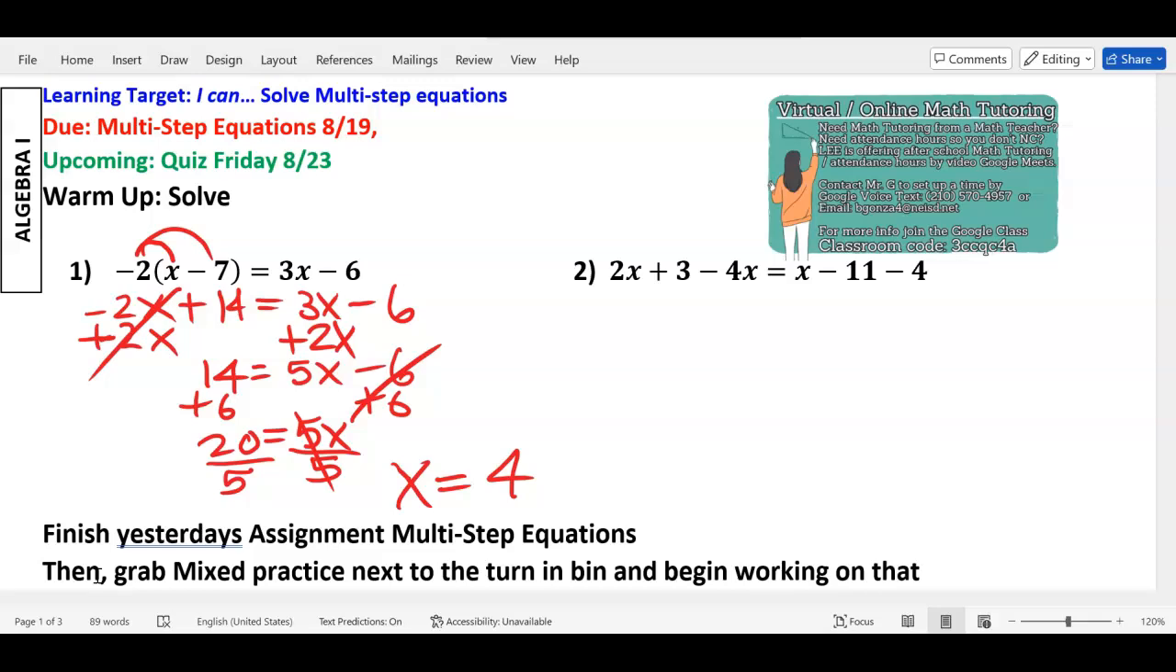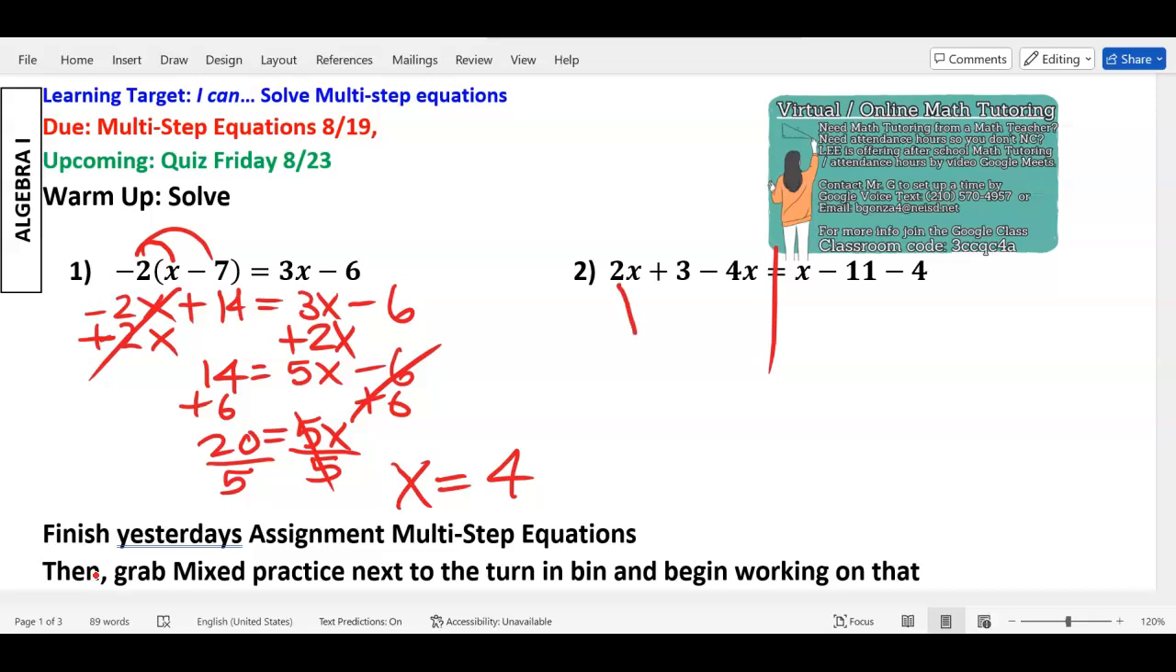So check it out. Look, 2x and negative 4x are on the same side of the equal sign. They're both on the left, right? Like if I drew a line here, 2x minus 4x, they're on the same side on the left. So we're not going to get rid of anything. If they're on the same side, you combine like terms, okay? Same side, combine like terms.